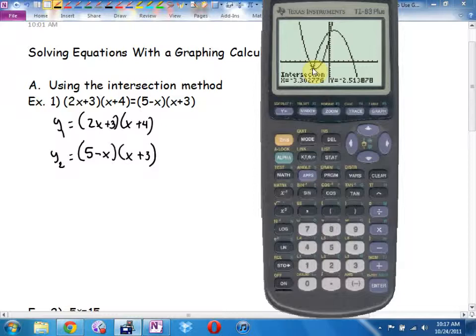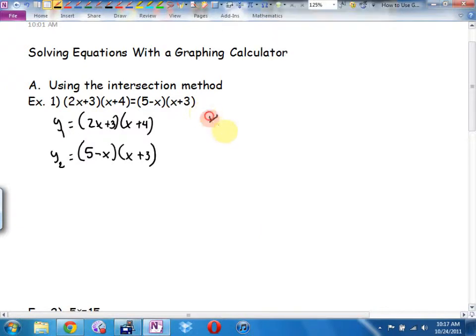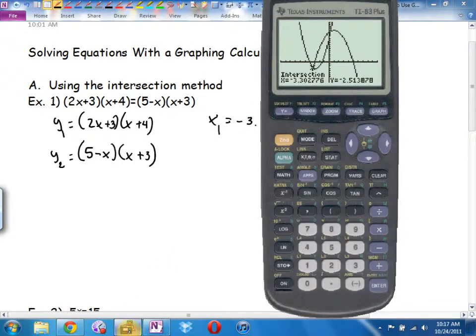Katie, this gives me both an X and a Y. The Y is the height, which sometimes will be handy, but in my equation right now, are there any Ys anywhere in the original equation? No, then all I care about are the X's. One of my X values, X1, is negative 3.303.